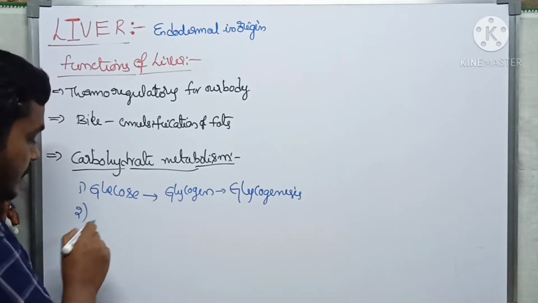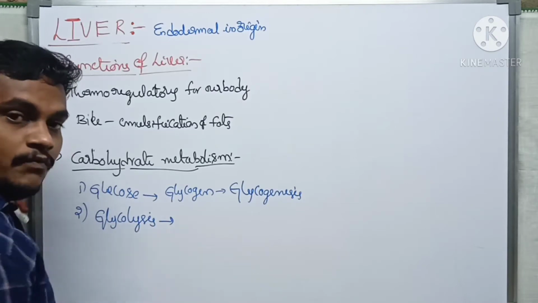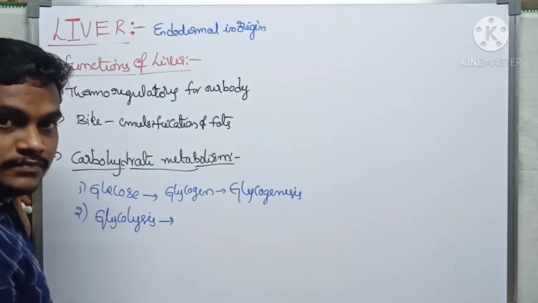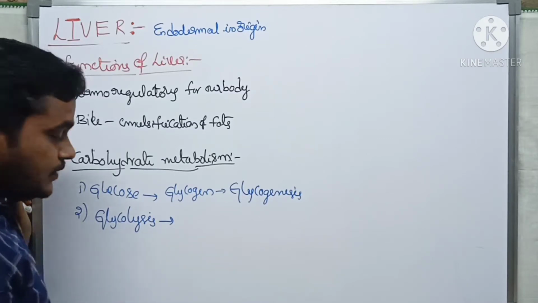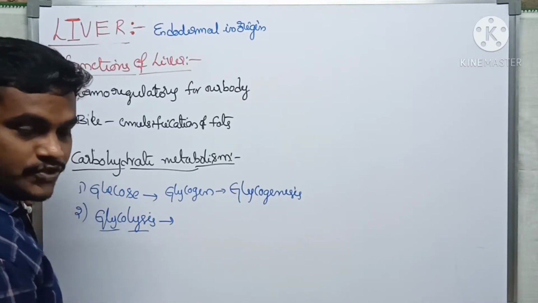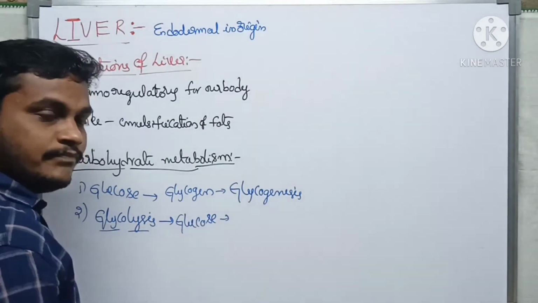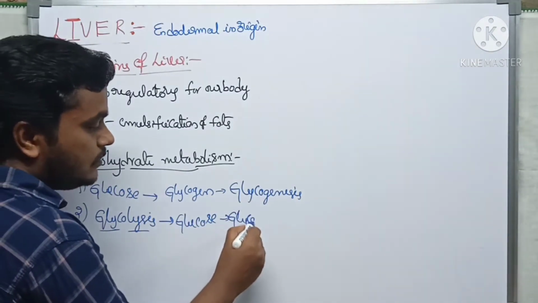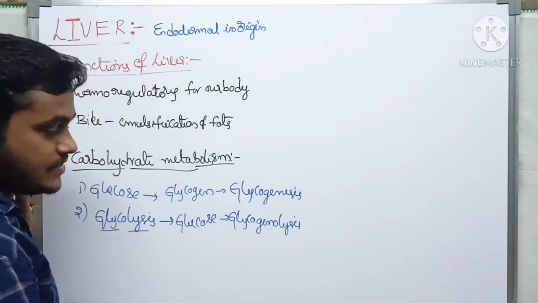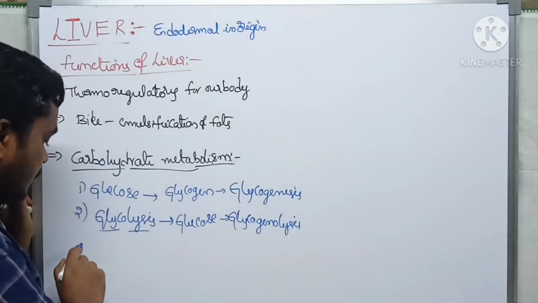Then second, glycogenolysis. Whenever our body needs glucose, the glycogen is converted into glucose with the help of the liver. Glyco means glycogen, lysis means breakdown: the breakdown of glycogen, which then gives glucose to our body. So this process is glycogenolysis.